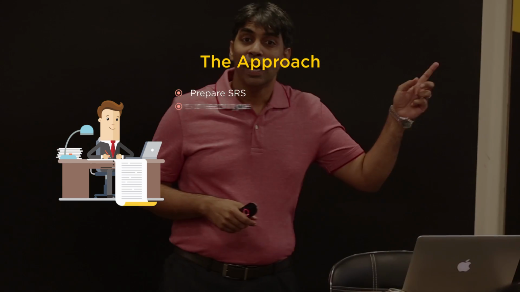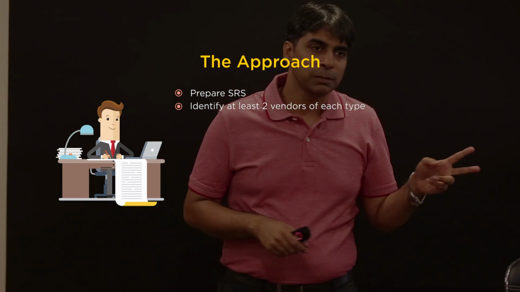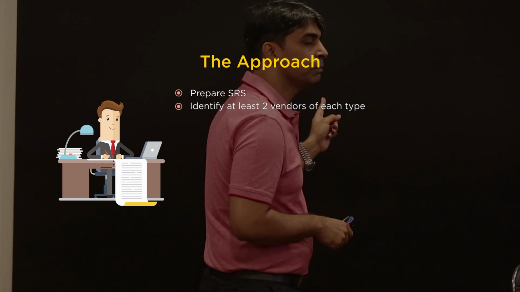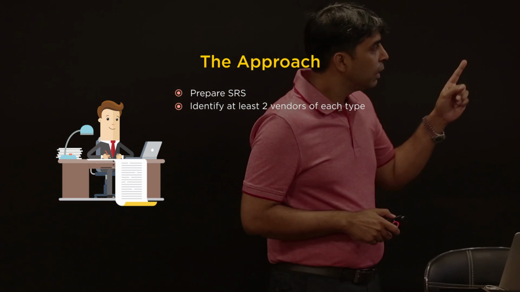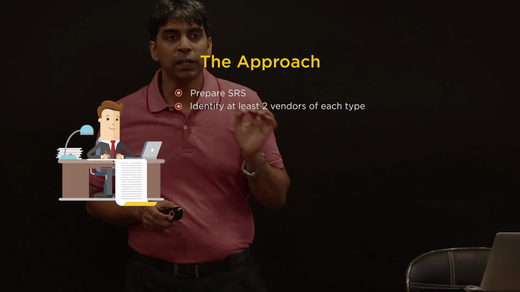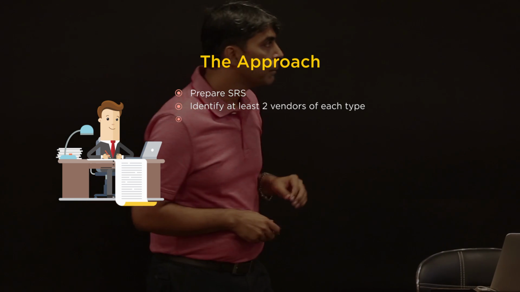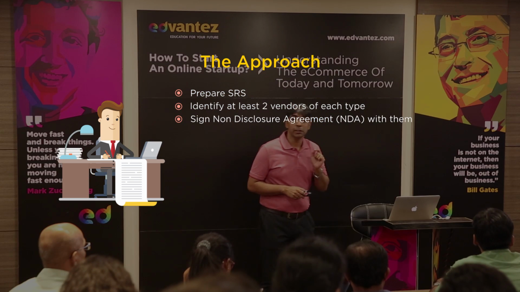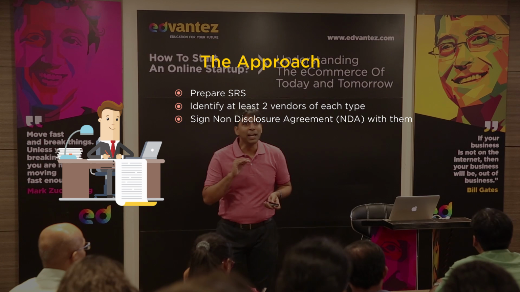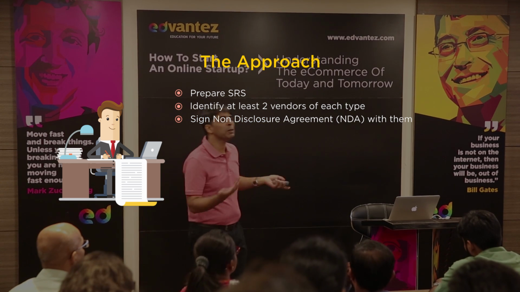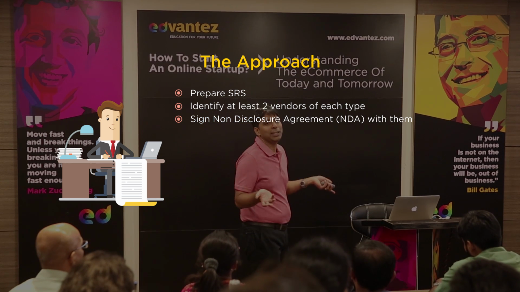Right? At least identify 2 vendors. Don't go after one. Okay? For everything you need to have 2 vendors in hand. Okay? Make sure you sign a non-disclosure agreement with them. If they're not asking you for a non-disclosure, that's because they don't know what it is, and they could care less, that professionalism thing.